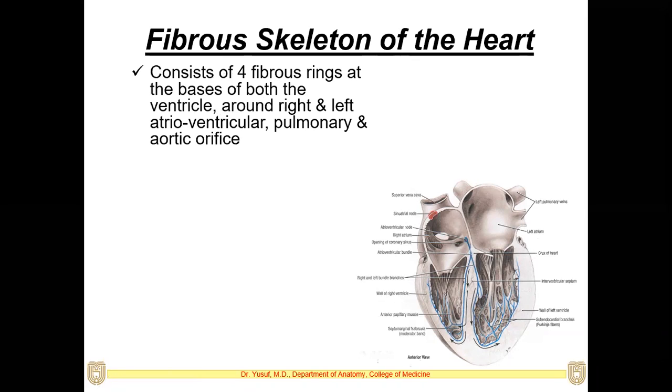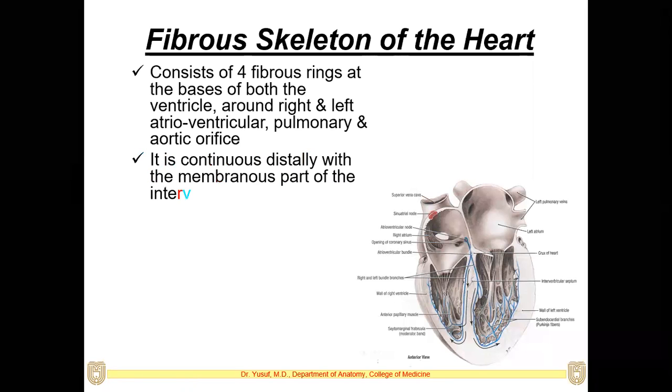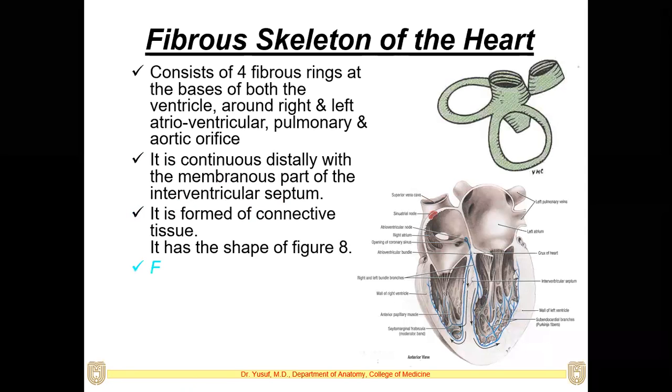It is at the junction between the atrium and the ventricles, around the right and left atrioventricular orifice. So there is an orifice at the junction between the atrium and the ventricle. Orifice means opening. So the atrioventricular orifice on both the right and left side, as well as the pulmonary and aortic orifice. Where there are openings, there is a fibrous skeleton, so that will give the shape and contour.